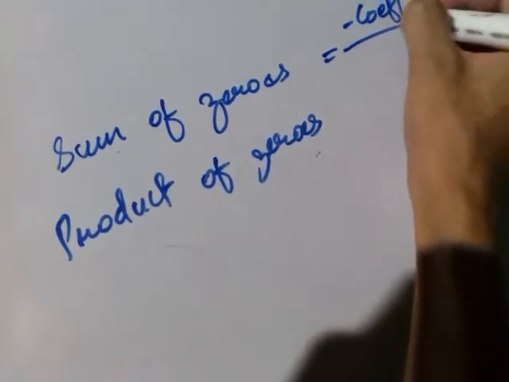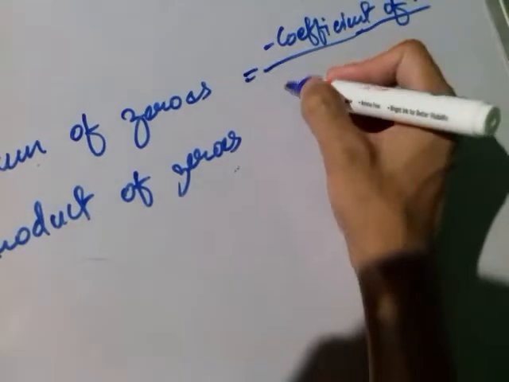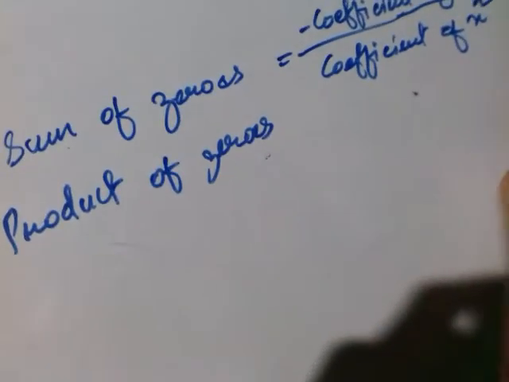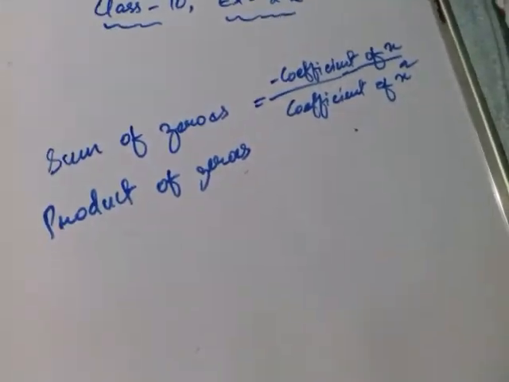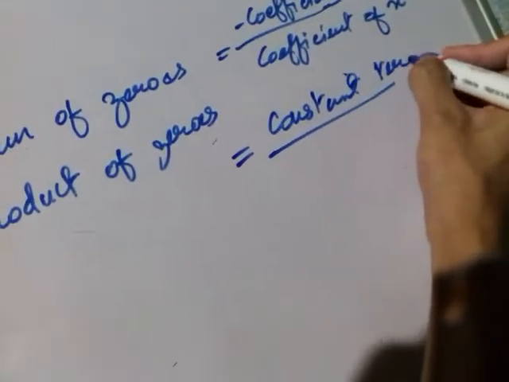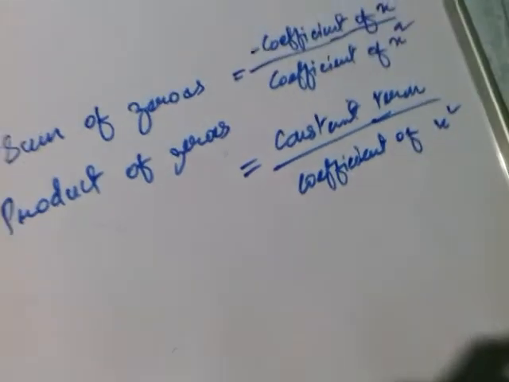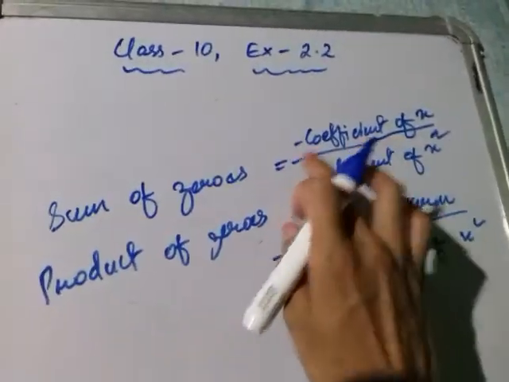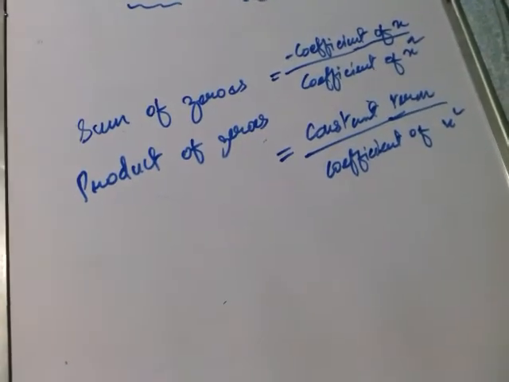Understand? So sum of zeros means minus coefficient of x by coefficient of x square. Okay, so this is the formula. And product of zeros means constant term by coefficient of x square. Sum of zeros means minus coefficient of x by coefficient of x square, and product of zeros means constant term by coefficient of x square.